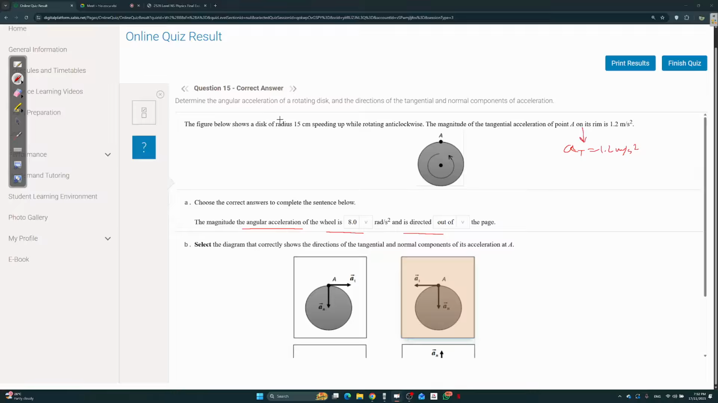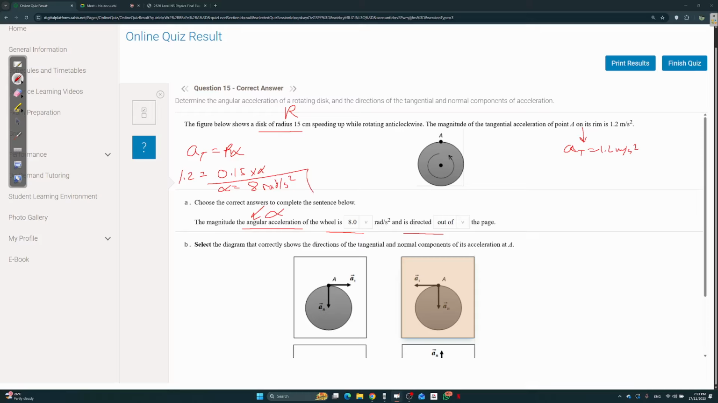Now, A tangential, and they gave us the radius r, they want angular acceleration alpha. Which formula relates these three, A tangential, r, and alpha? A tangential is equal to r alpha. So 1.2 equals 0.15 times alpha, which we don't know. When you divide, you're going to get alpha is equal to 8 rad per second squared.